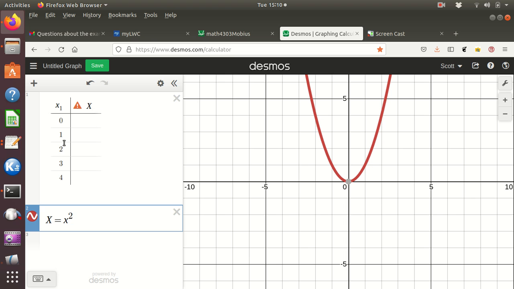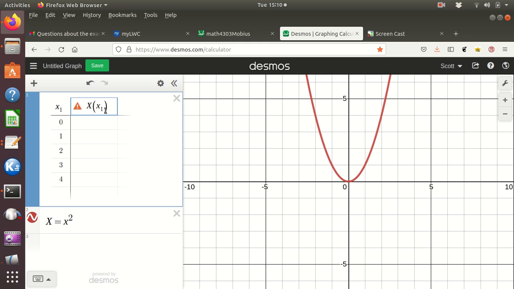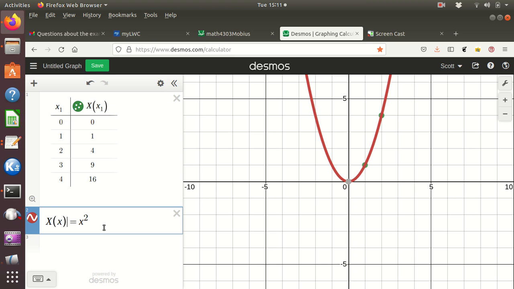big X is equal to x squared. Okay. Oh, well, I'm not sure why. Oh, I have big X, and then I'm going to say of x1. Oh, well, I'm not sure why that's giving me a problem. Well, let me try instead. Oh, big X of x. There we go. Okay. So there, right now it's plotting these pairs of points here.